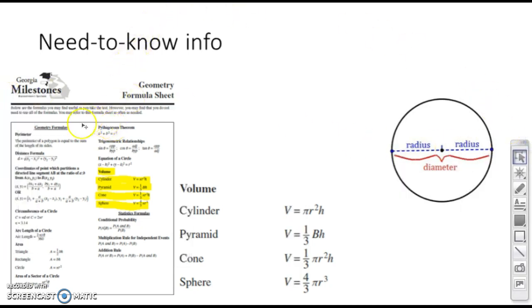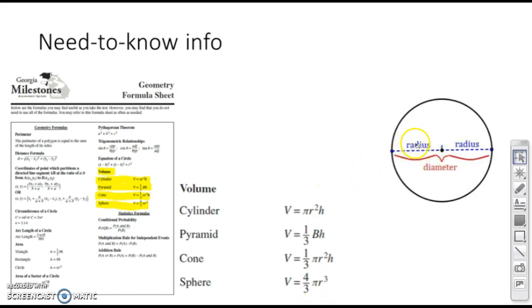We're still dealing with volume, and again, all of your volume formulas are on your geometry formula sheet. So that's where they're located, and I just blew them up a little bit here so that you could see them. Today we're talking about volume of a sphere. And a sphere is a three-dimensional circle. It's like a ball is a sphere.